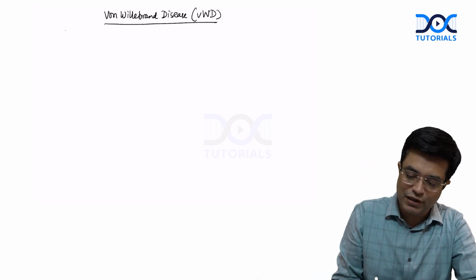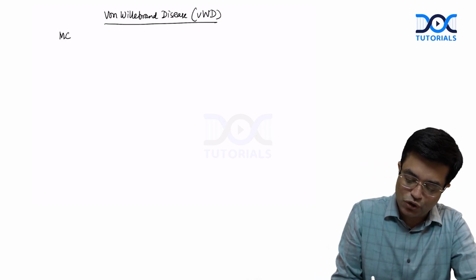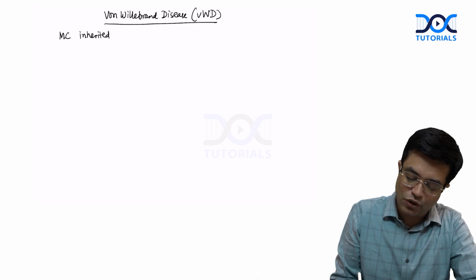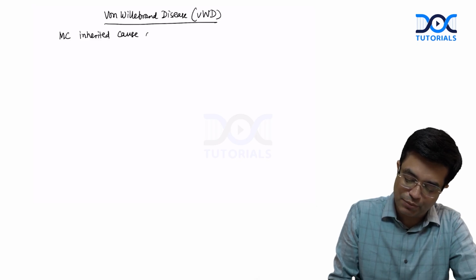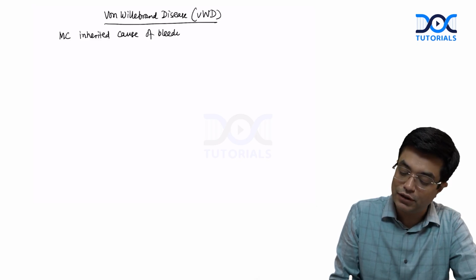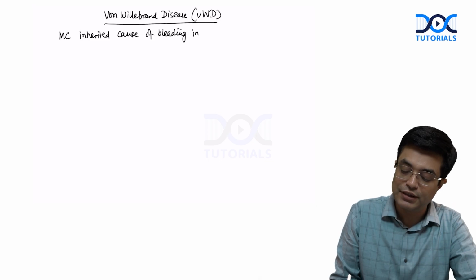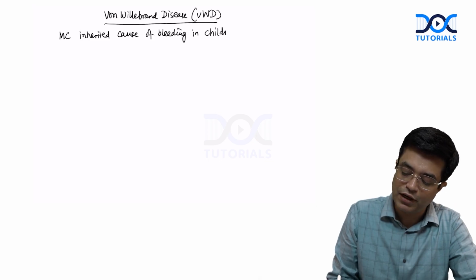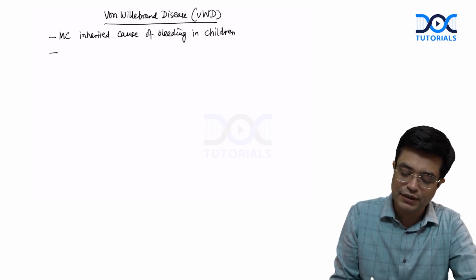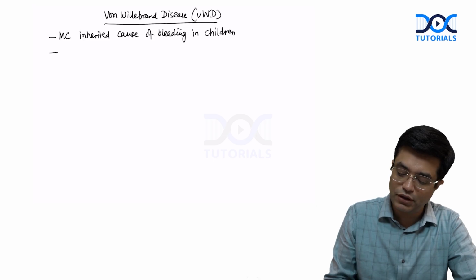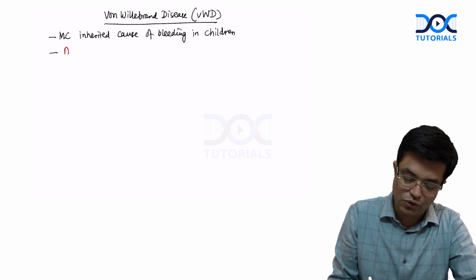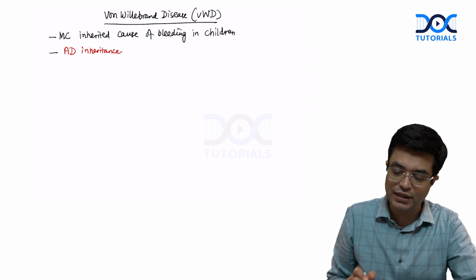First thing, von Willebrand disease is considered to be the most common inherited cause of bleeding in children. People tend to think it is hemophilia. No, von Willebrand disease is actually more common. What is the type of inheritance seen? It shows autosomal dominant inheritance. So autosomal dominant inheritance is shown in patients of von Willebrand disease.